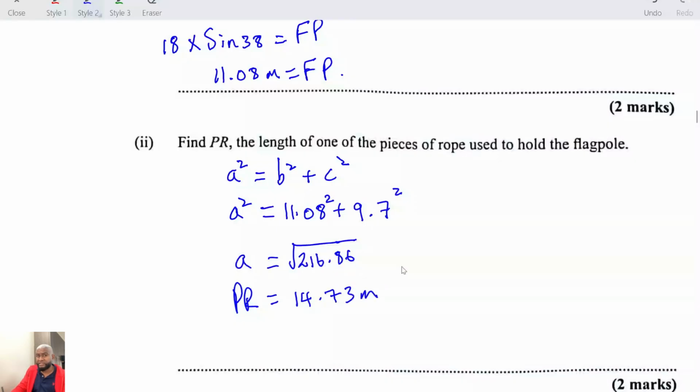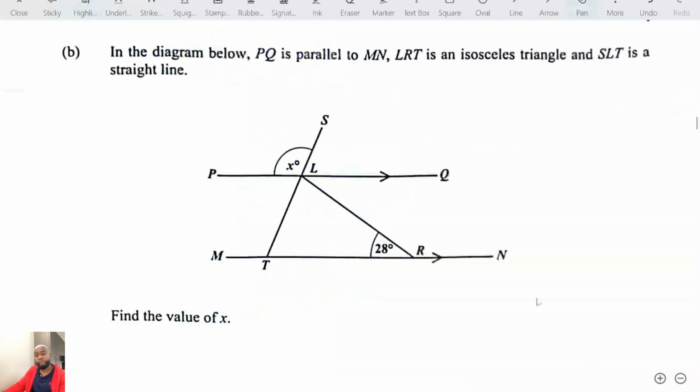14.73 meters. Somebody second this. Everybody get all these? When you do 11.08 squared plus 9.7 squared, you're getting 216.86. Make sure. And then the square root of that is 14.73. Everybody good? Right.